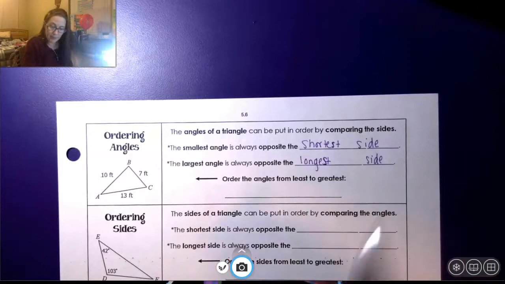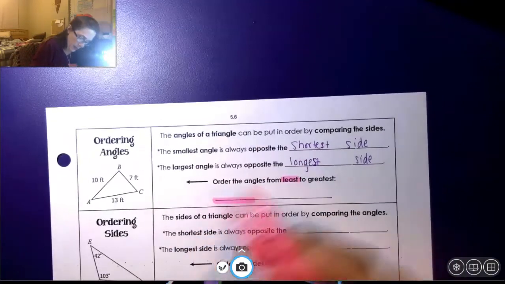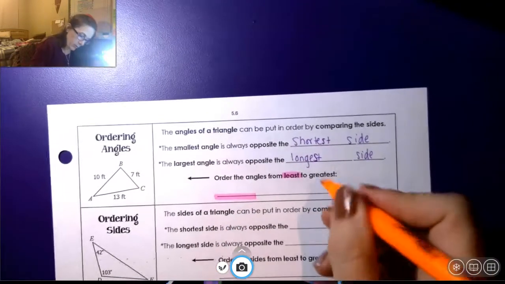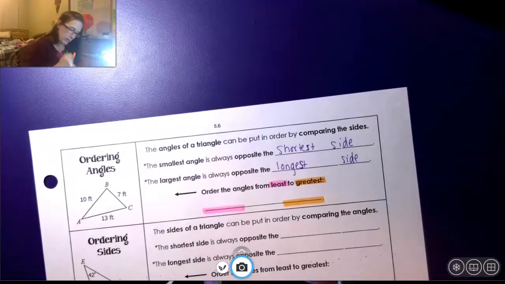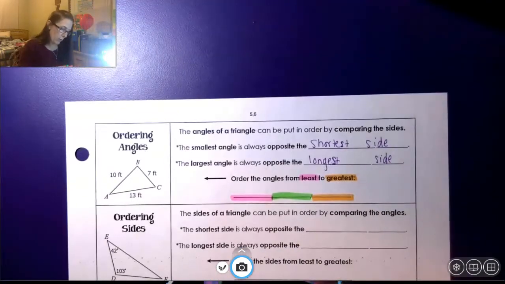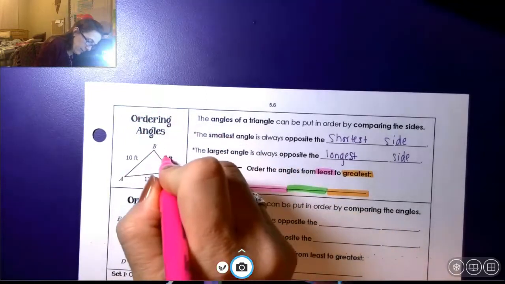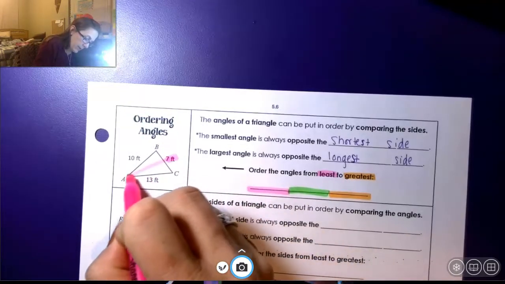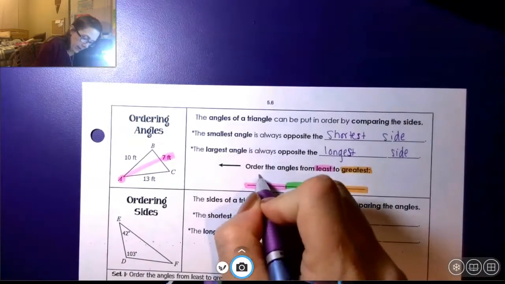Order the angles from least to greatest, so we want to put them in order. I'm going to make the smallest one pink, and I'm going to make the largest one orange, and then the one in the middle will be green. We'll start with the smallest side. Here my smallest one is 7. Opposite of the 7 is my A. So over here I'm going to have angle A.